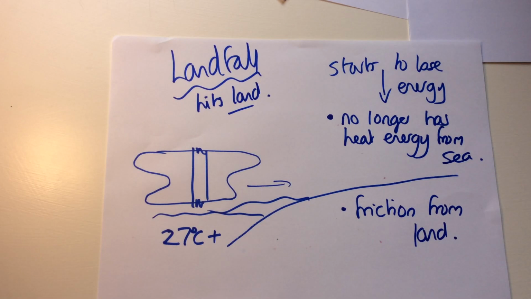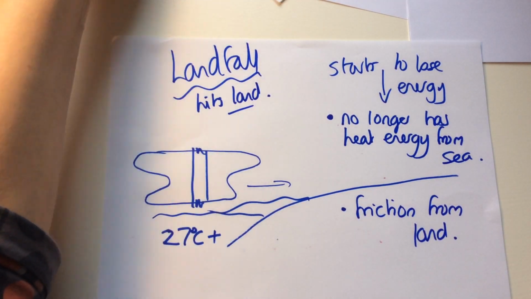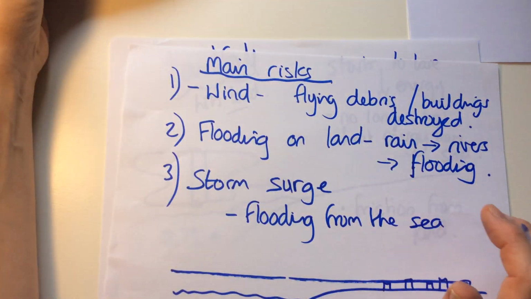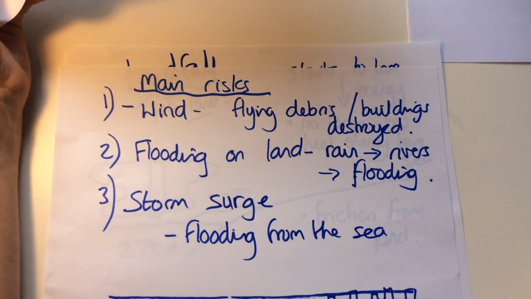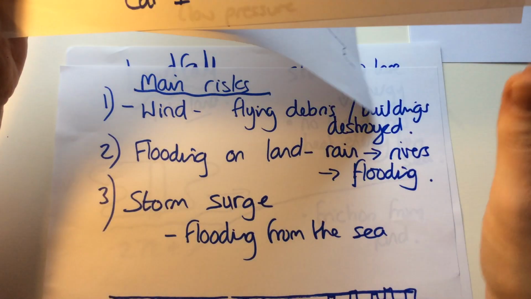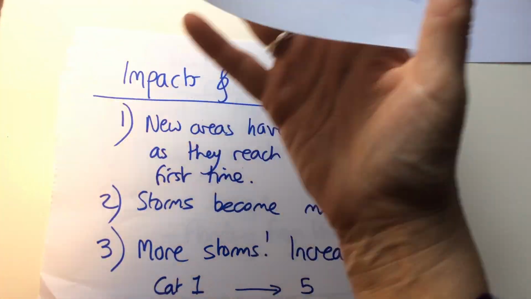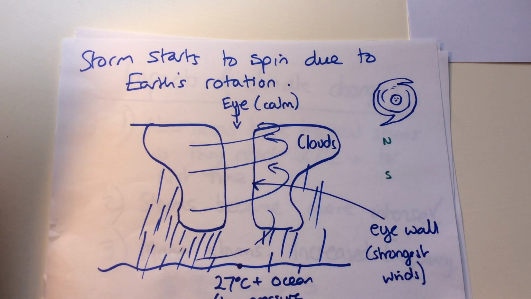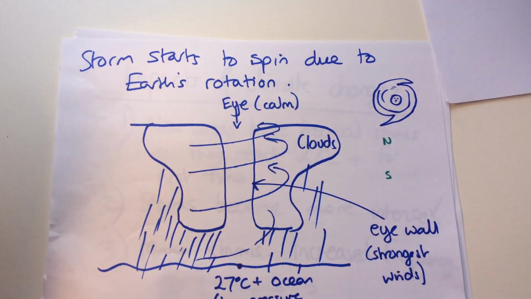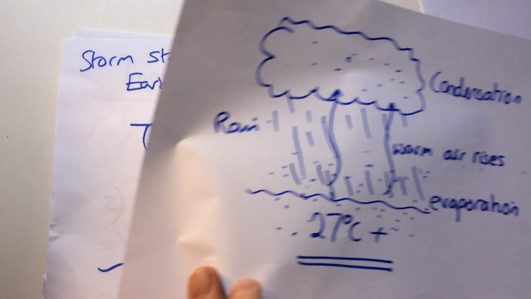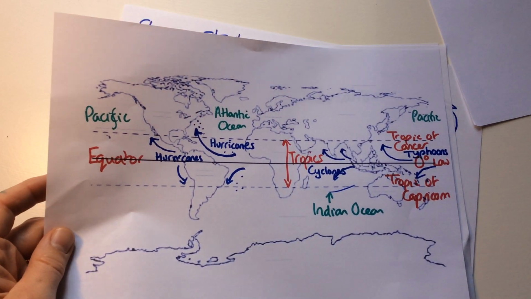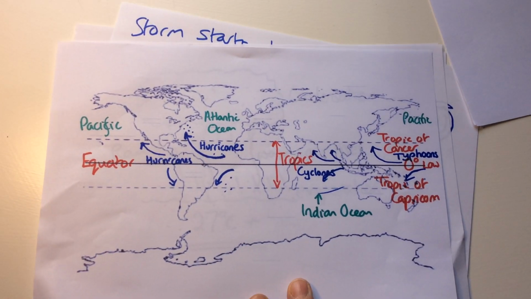Okay, so that gives you everything you need to know about what happens when it hits land, the main risks, the impacts of climate change, the key words, reasons for formation, and where we find them.